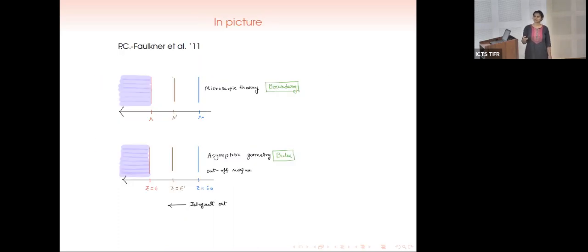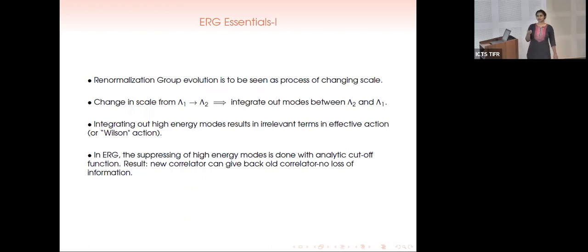Okay, so this is the rough picture of holographic renormalization and the connection with RG evolution. Now we are using exact RG for our purpose, so I will talk about some details of ERG. ERG is, first of all, renormalization group evolution. Instead of the old way of removing infinities from correlators, it can be seen as a process of changing scale. So a change in scale from lambda 1 to lambda 2 means integrating out modes between lambda 2 and lambda 1.